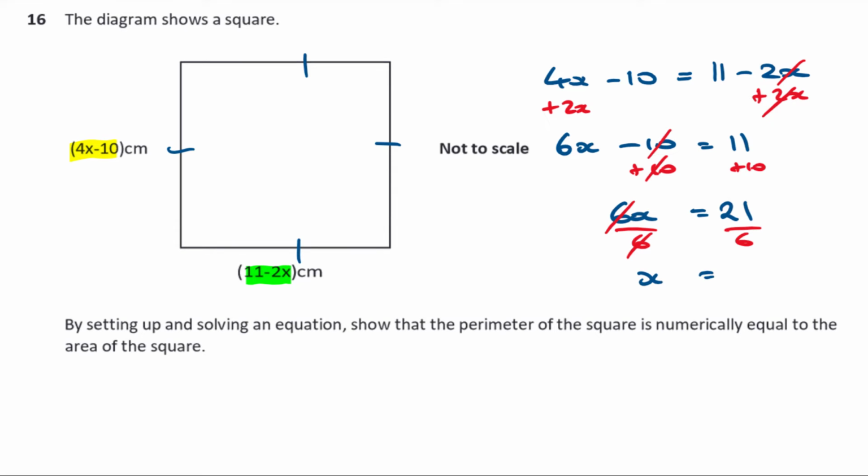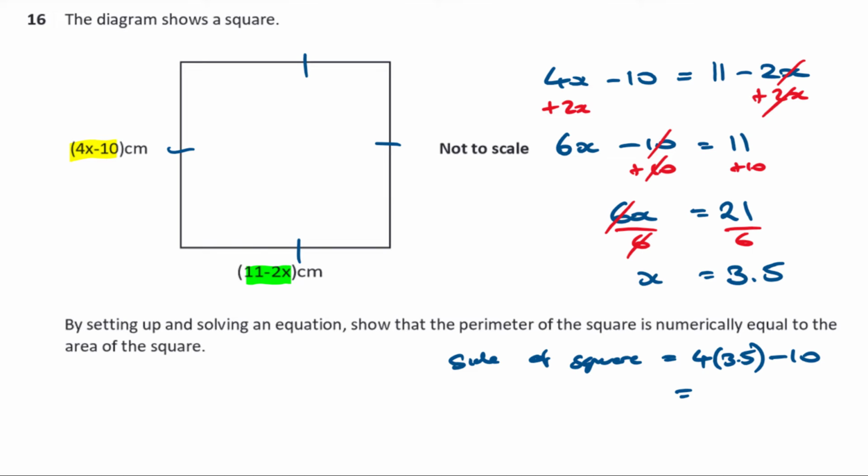21 divided by 6: 6, 12, 18, it goes in 3 times remainder 3, so 3 and 3 over 6, which is the same thing as 3.5. So x is 3.5. So what does that make the lengths of the sides of this square then? The side of the square is going to be 4 lots of 3.5, the value of x, minus 10, isn't it?